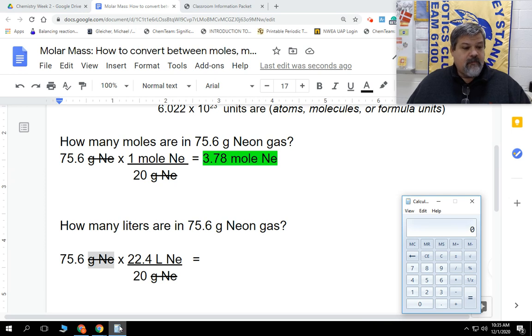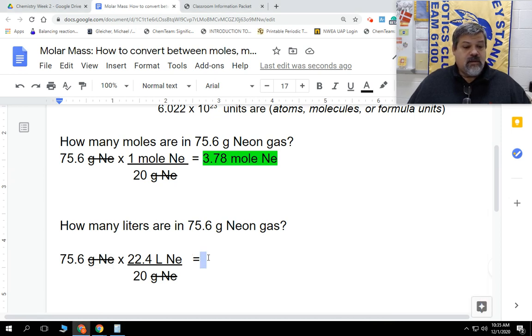So let's go ahead and pull the math up, and do 75.6, and we're going to multiply that by 22.4. Then we're going to divide by 20, and that equals 84.672. So 84.672, and that's going to be liters of neon, but we have it in 5 significant figures, and we need it back in 3. So we're going to go ahead and draw a line right there. 7 says we round up, so we're going to get rid of that and move that to a 7, and that would be our final answer.